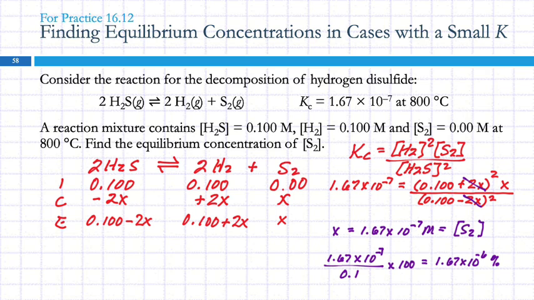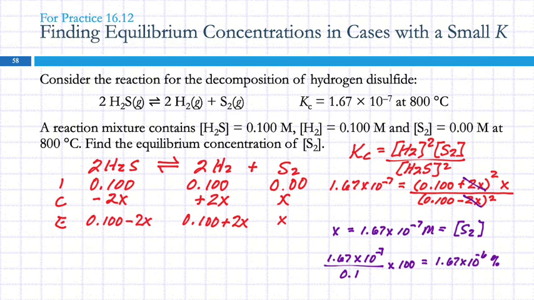ICE tables are very important in this class. It's not just here in this chapter. We're going to use them in a couple more chapters. So we need to get comfortable with them. Yes? What would you say would be, I guess the limit or the number you would say is big enough to not use that rule?